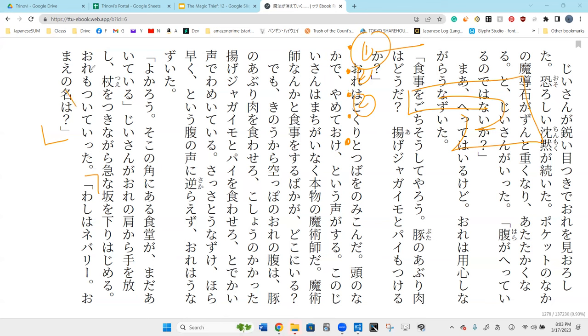So you can't really just take one particle and say, that is the only thing that this particle means. Like with mo meaning also, mo can also have a different meaning, which is adding stress to something to mean like even. Like temo, for example, is theoretically the same, also, but it's expressing evenness.